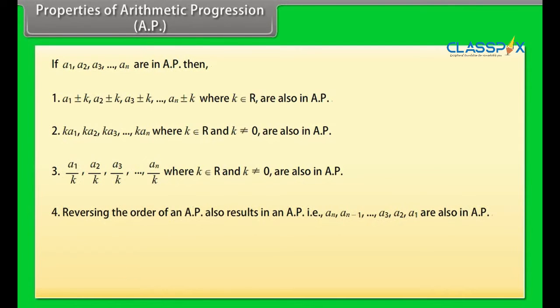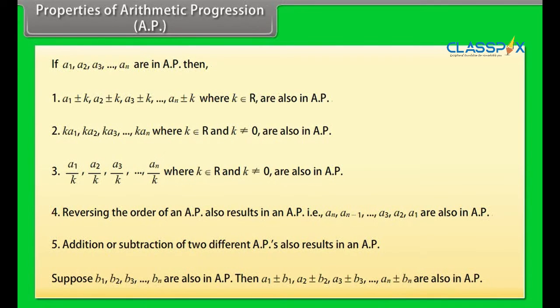Reversing the order of an AP also results in an AP. That is, an, up to a3, a2, a1 are also in AP. Addition or subtraction of two different APs also results in an AP. Suppose b1, b2, b3, up to bn are also in AP. Then a1 ± b1, a2 ± b2, a3 ± b3, up to an ± bn are also in AP.